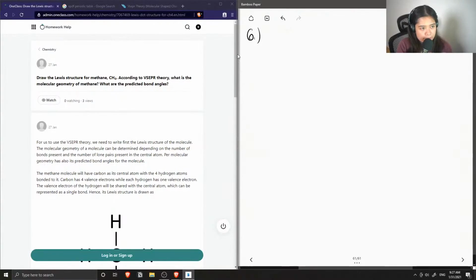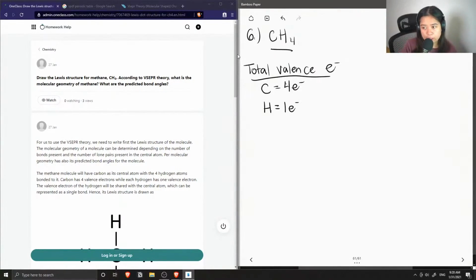Okay, so when writing out the Lewis structure, we first need to calculate the total number of valence electrons. Carbon has 4 valence electrons, and hydrogen has 1. And since there are 4 hydrogen atoms, we multiply this number by 4 to give us a total of 8 valence electrons.